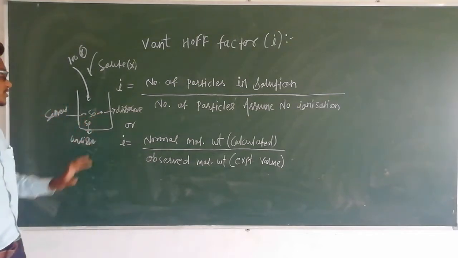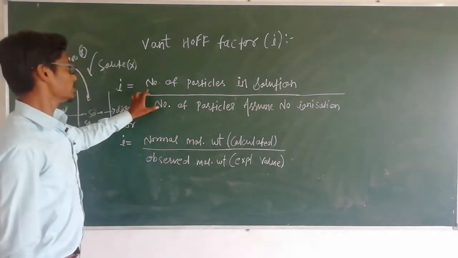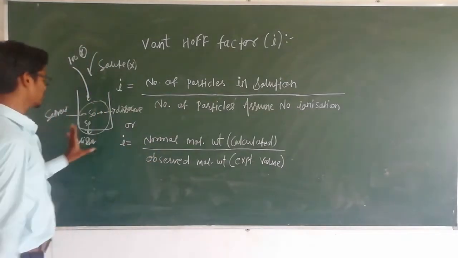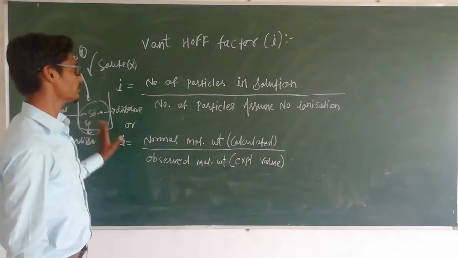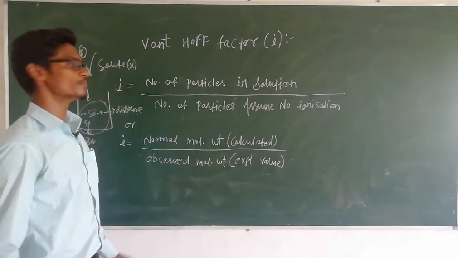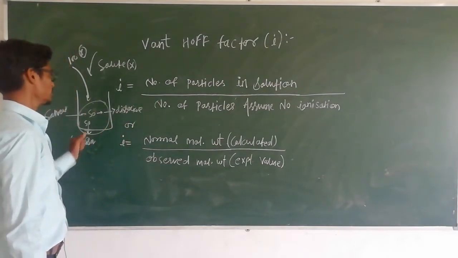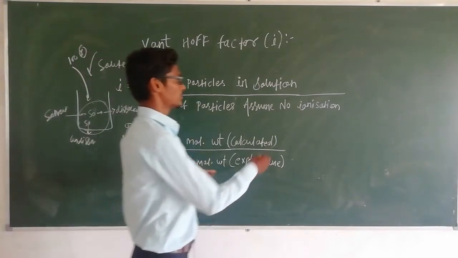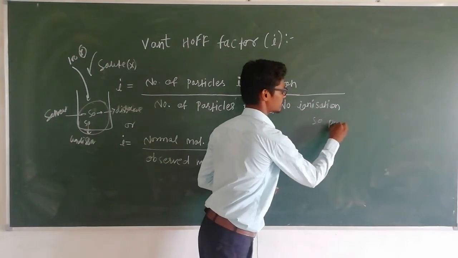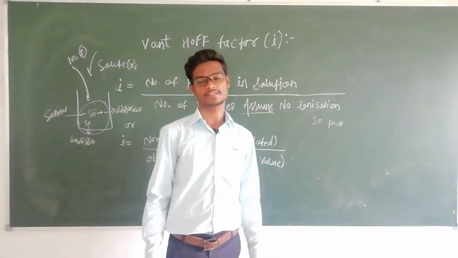Dissociation means the particles get into the form of ionization. So we have 100 particles in the solution, but the number of particles assumed to be ionized is 50. That is, 50 particles are in the ionized form.